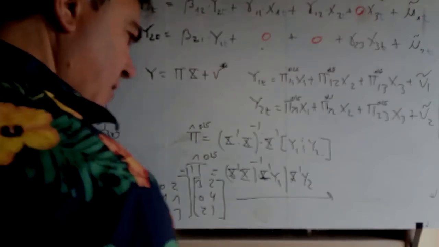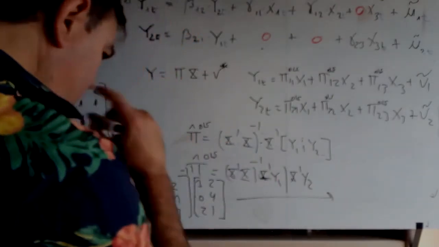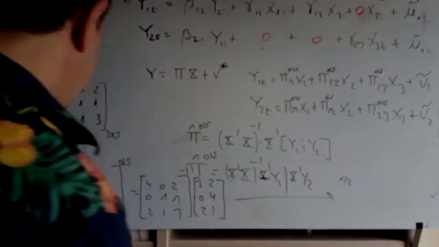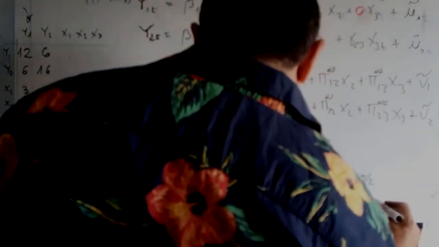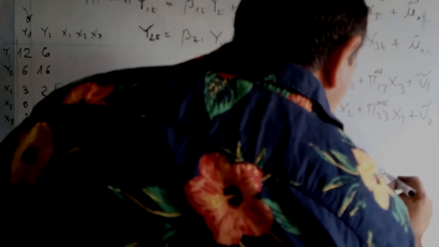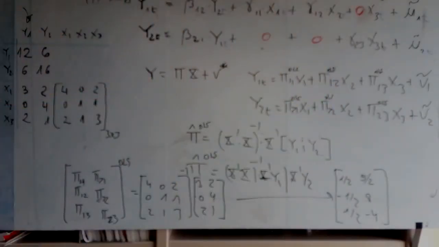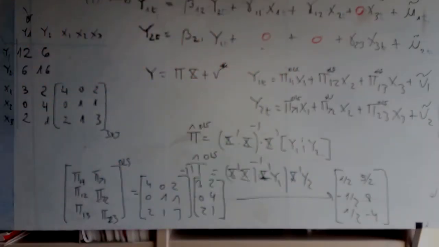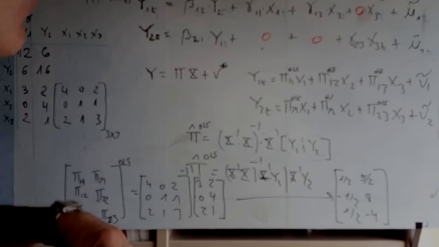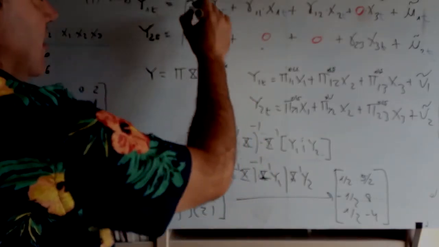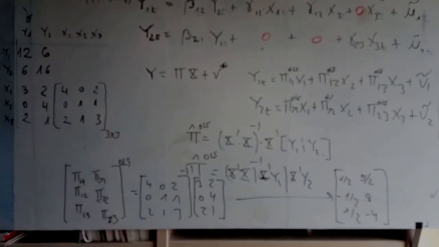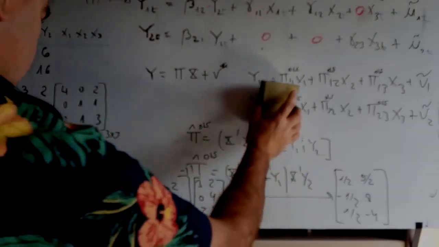Let me remember, this was easy because the numbers are already arranged. This was 1/2, minus 1/2, 1/2 for the first column, and the second column was 5/2, 8 and -4. So this is our ordinary least squares estimation. We use it as an aid to evaluate what we really are looking for, that is evaluating these betas and these gammas in the first equation. How do we do that?